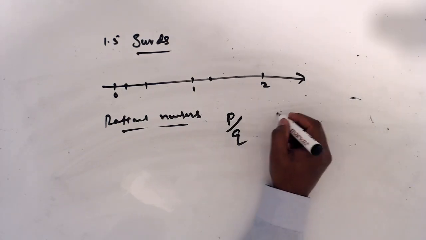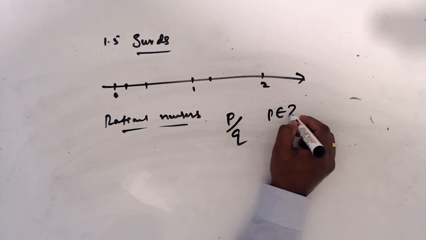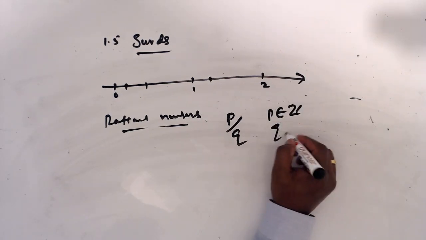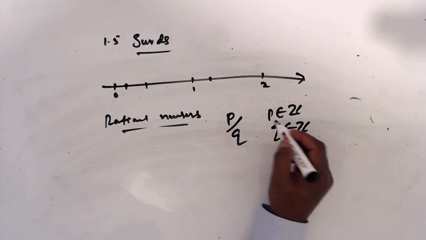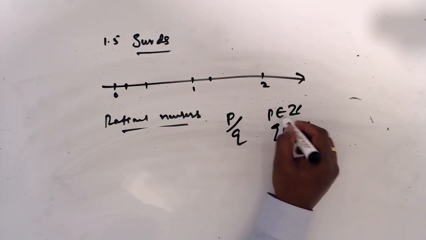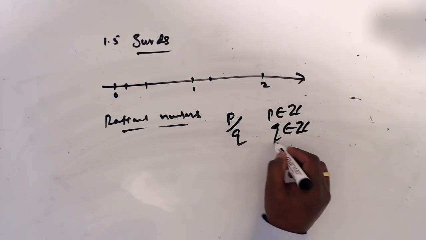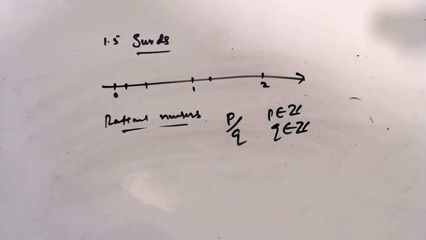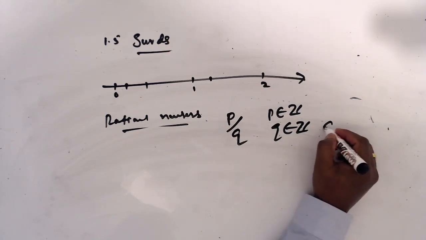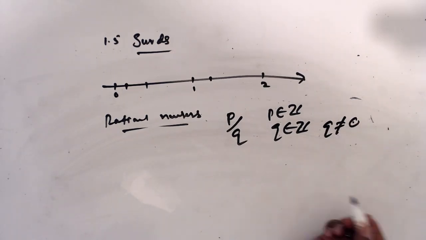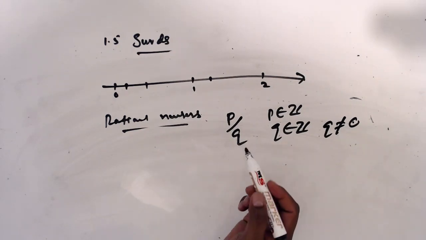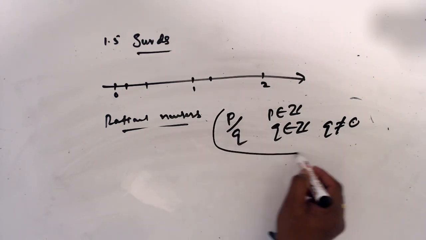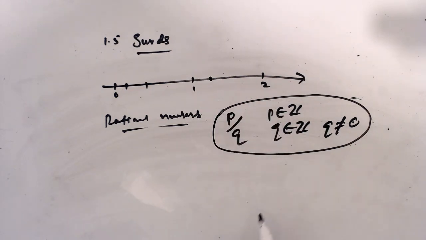So in here, P has to be an integer and Q should be an integer. P is an element, a member, of the integers. Q is an element, a member, of the integers. And Q should not be equal to 0. If a number satisfies this condition, then we call that number a rational number.